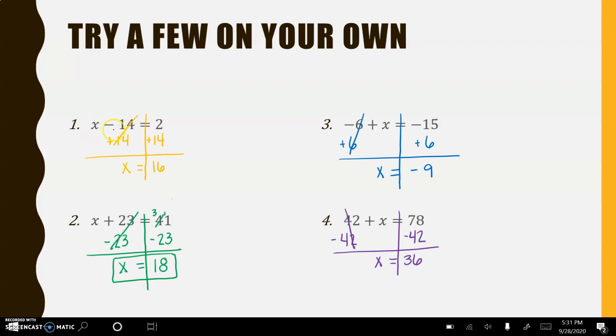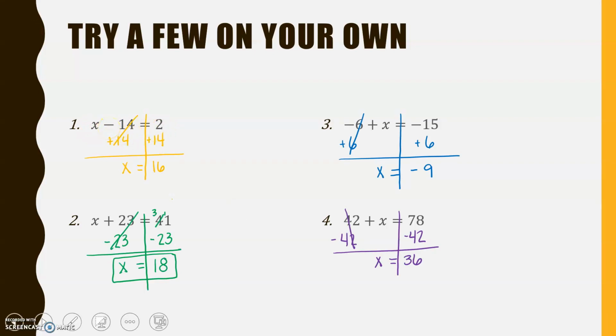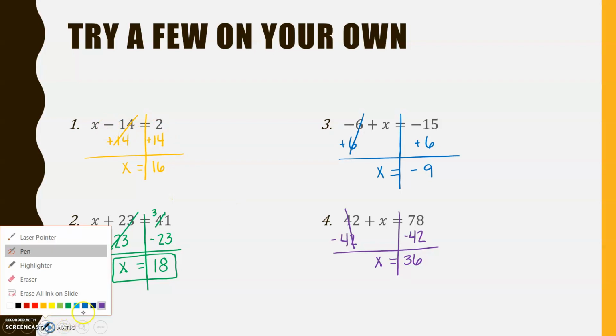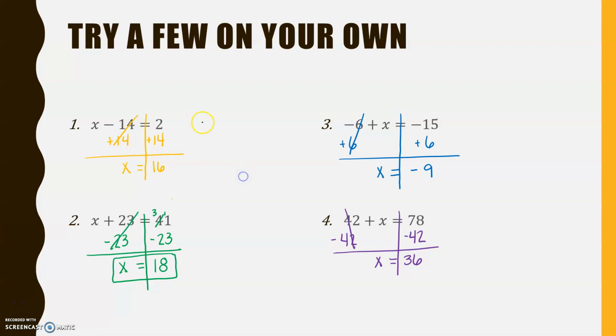For this first one, we have x minus 14 equals 2. Since the sign was a minus, I added 14 to both sides. And when I did that, I got x equals 16. If I check my work, I get 16 minus 14 equals 2. This would give me 2 equals 2, so that is correct.